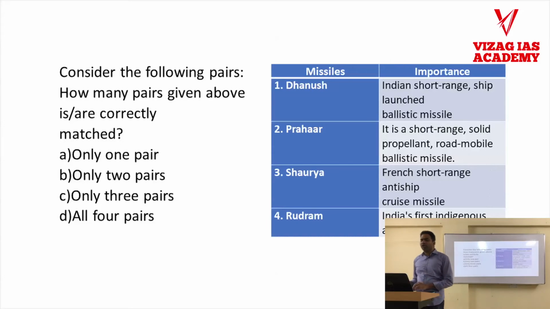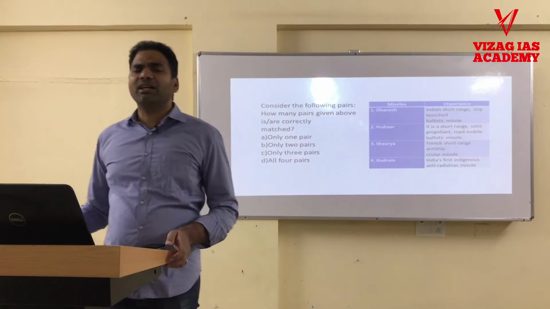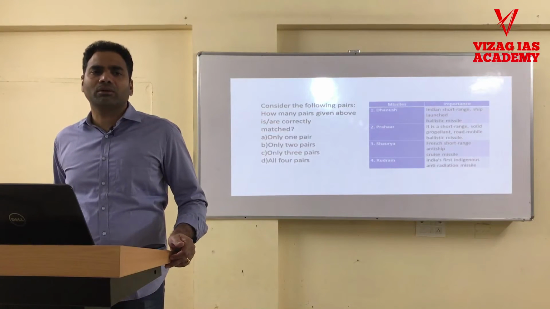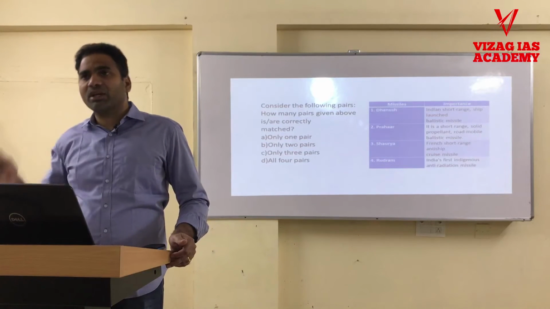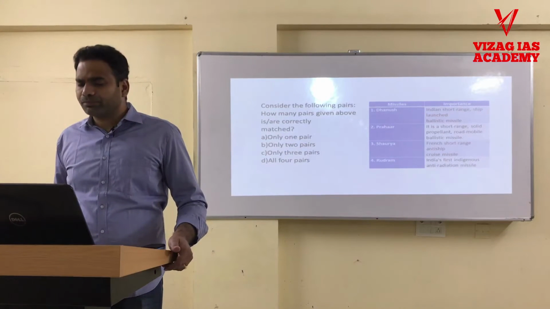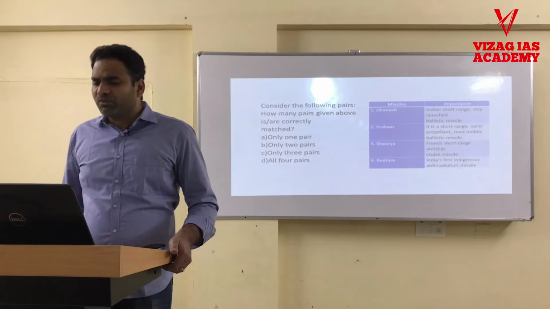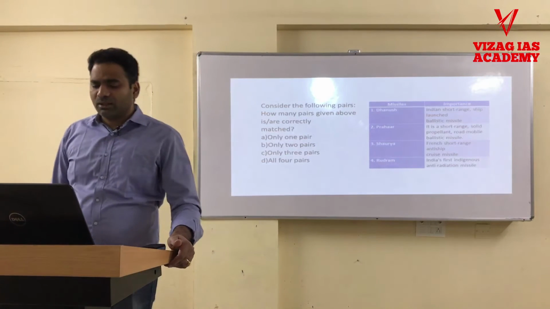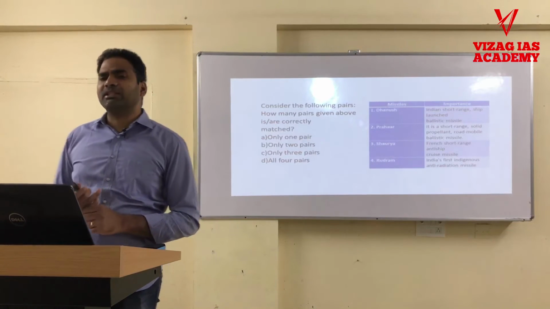Next one, consider the following pairs. How many pairs given above are correctly matched? See, UPSC, starting last year, has gone with this type of questions, asking you pairs. So, you cannot eliminate, you have to take reasonable risk. Dhanush, Prahar, Shaurya, Rudram. Which is the answer? Dhanush, Indian short-range ship-launched ballistic missile.